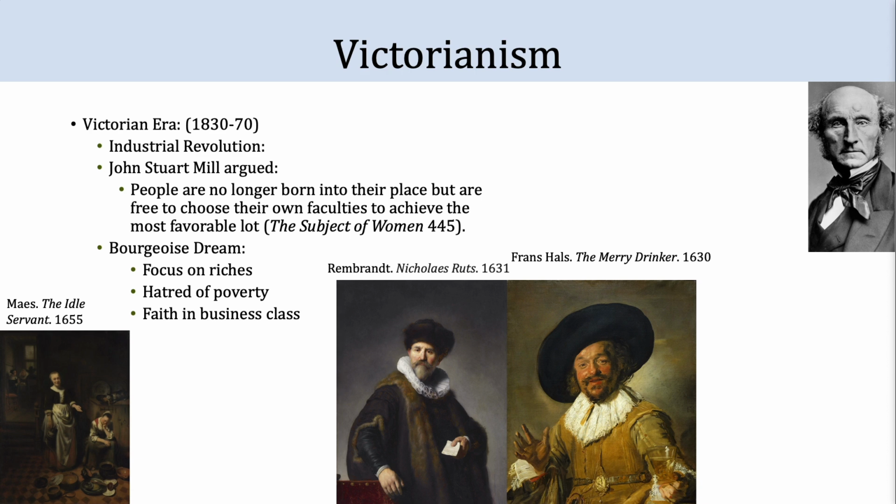The Victorian era is marked by the Industrial Revolution and some of these major social transitions that are happening, right? John Stuart Mill argued, right? He's a writer at the time. He says that people are no longer born into their place, but are free to choose their own faculties to achieve the most favorable lot. And so this idea of rising up above one's social status.